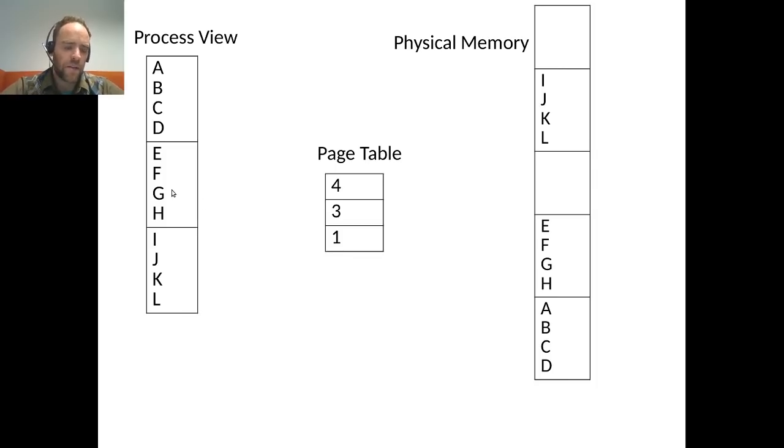Let's look up this address, G. G resides in page 1, so we're going to go to our page table. We're going to look up page 1. The page table points to frame 3. Frame 3 is 0, 1, 2, 3. And we see we have offset 2, 0, 1, 2. We add that to the frame number and we get 0, 1, 2.